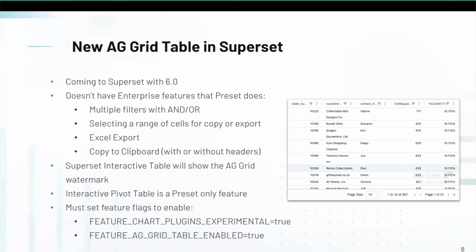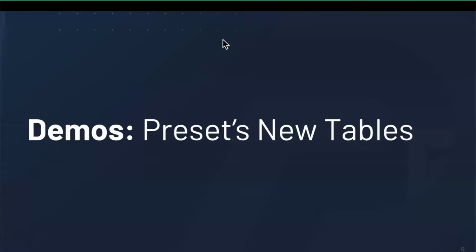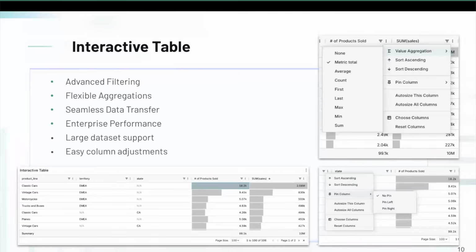But if you want to try this out in the meantime, if you're running on Superset Master off of the repo, you can just flip on those 2 feature flags that are enumerated there and take it for a test spin. We'd love to hear your feedback. And then, yeah, here's where we get into the meat and potatoes, probably what you're here for today. So we'll start off with the next slide, which is the interactive tables.